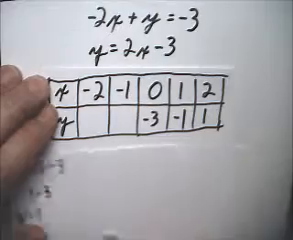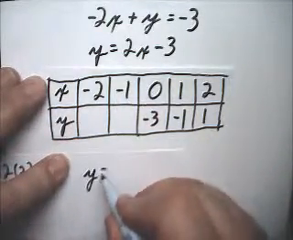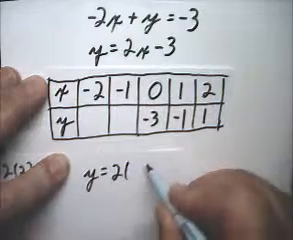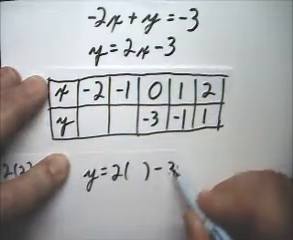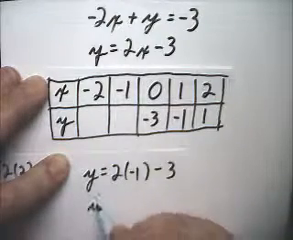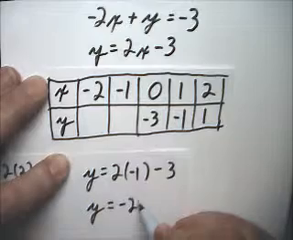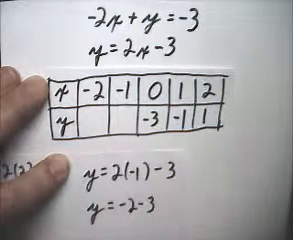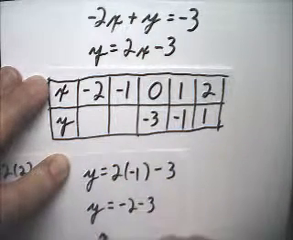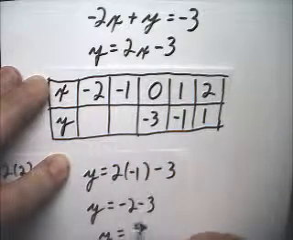And now let's substitute in x equals -1. So y equals 2, empty parentheses, minus 3, and now I put in my -1. 2 times -1 is -2. So I end up with y equals -2 minus 3, or y equals -5.